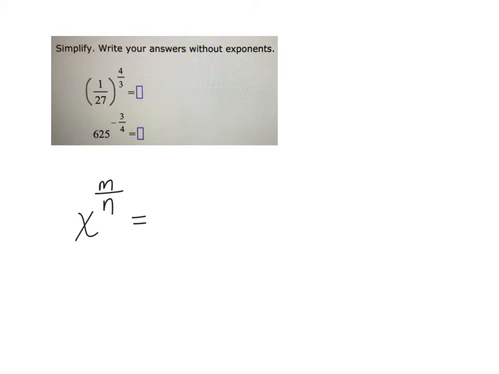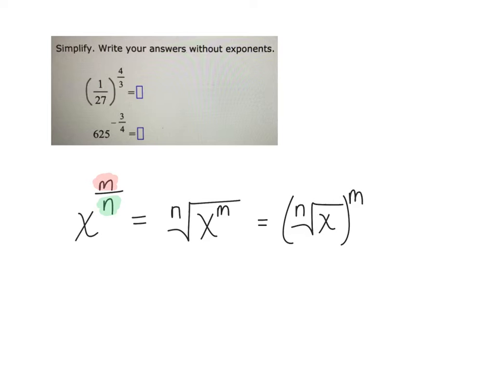And the number that is in the denominator, in this case n, becomes the index of the radical. And then the number in the numerator, in this case the m value, becomes the exponent, like so. And you have two options. You can put the exponent inside the radical, like I've written here, or you can write it as the nth root of x, all raised to the power of m.